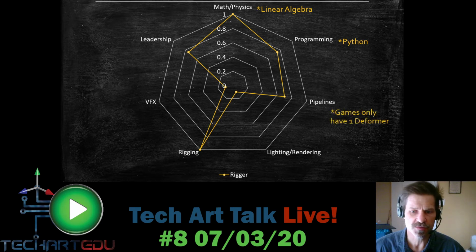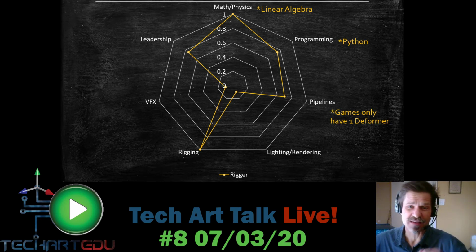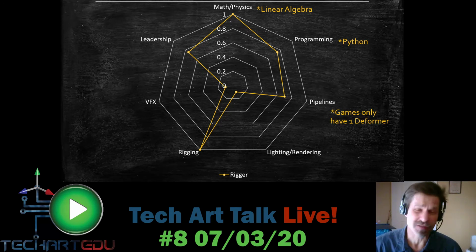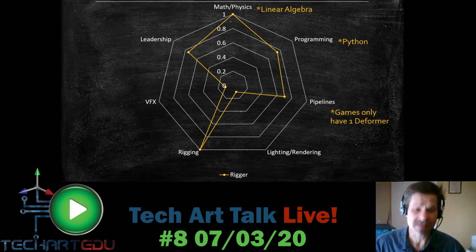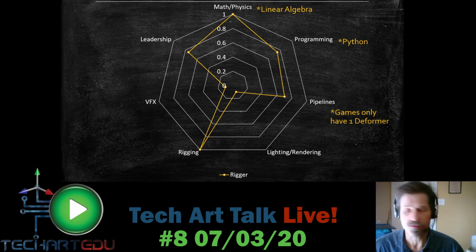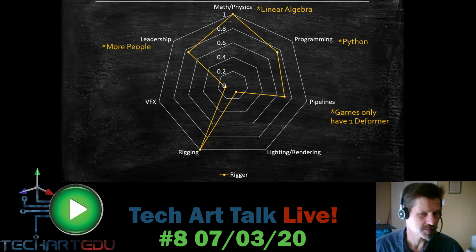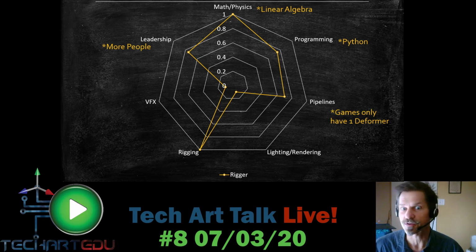Do you need to know something about pipelines? Yeah, a little bit. Because guess what? Games only have one deformer, and you've got to learn how to play tricks in order to get those deformers to behave. If you're going into film, you don't need to worry so much about the one deformer, so you don't need to worry so much about the pipeline. But in games, yeah, you need to know about that. And of course, you need to know about rigging. And once again, being a rigger means that you're dealing with people, so you are a service provider. Therefore, having good rapport skills is always very good.